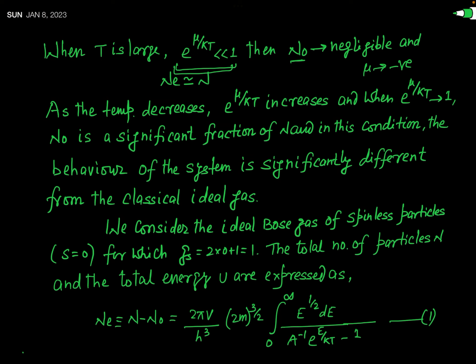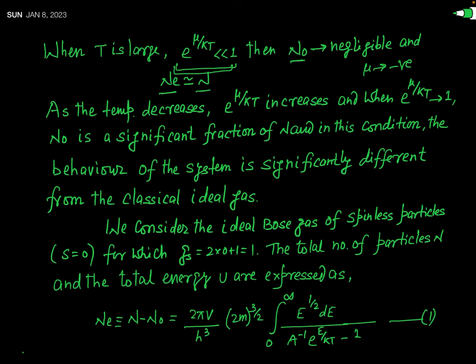So you can say that when this condition is satisfied, that is, e to the power mu by kT is much smaller than 1, then the number of particles in the excited state, that is Ne, is almost equal to N, the total number of particles, and the ground state is almost empty.